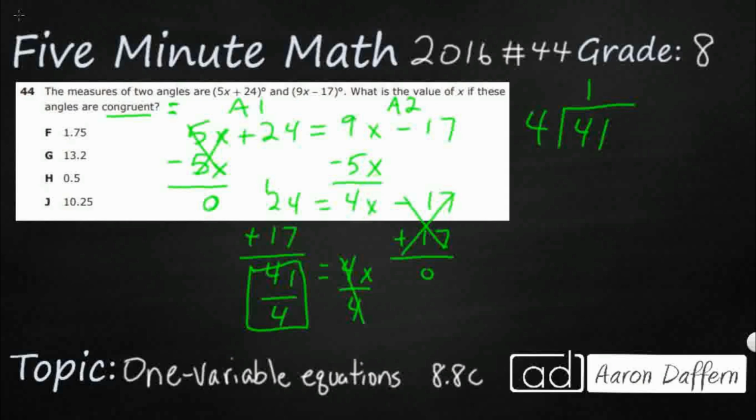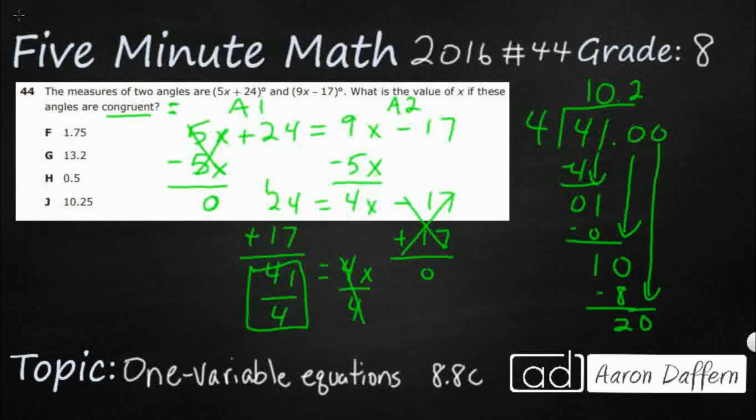4 goes into 41 ten times, with a remainder of 1, but we don't really do remainders. So let's get our decimals working here. 4 goes into 10 2 times, that's 8. Another 0, and we'll be done. 4 goes into 20 5 times. It's a little bit of long division, or we could use our calculators if we want to.